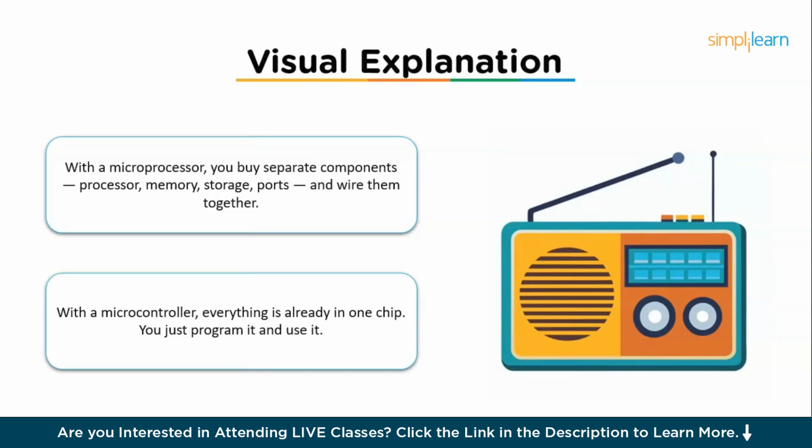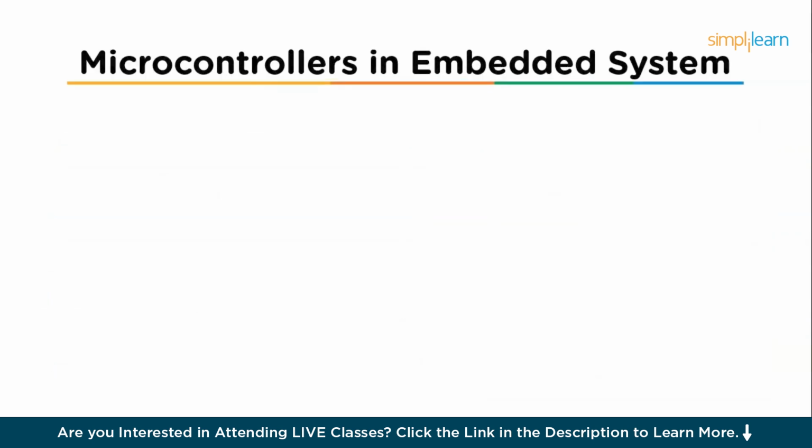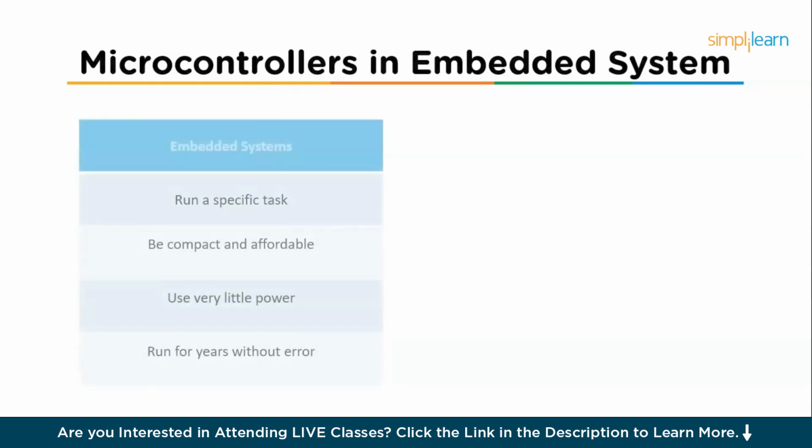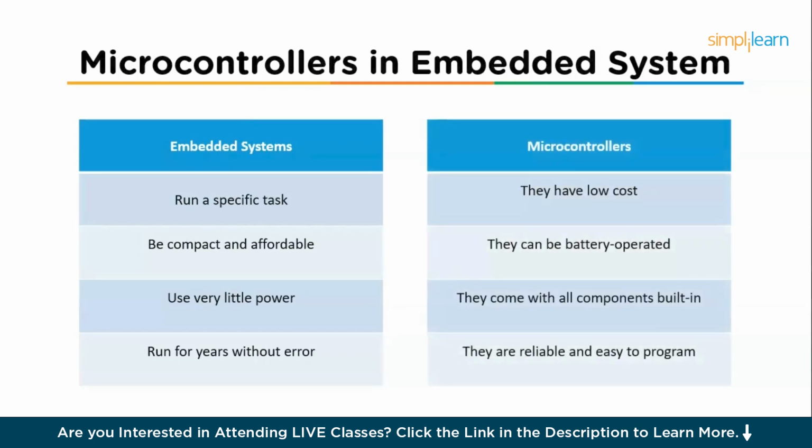Now let's move on and see the importance of microcontrollers in systems. Embedded systems often need to run a specific task, be compact and affordable, use very little power, and run for years without an error. Microcontrollers are perfect for this because they have low cost, can be battery operated, come with all the components already built in, and they are reliable and easy to program. That's why you will find microcontrollers in everything from washing machines to drones to heart rate monitors.